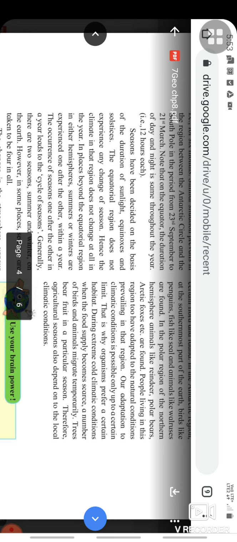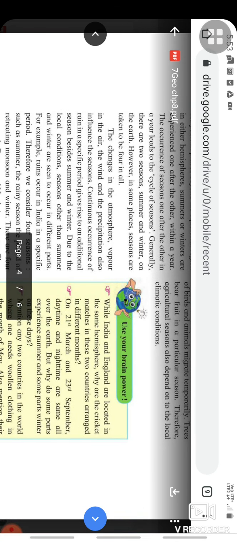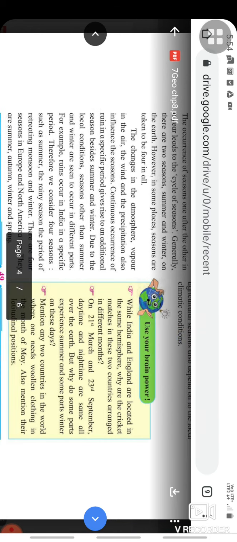People living in this region too have adapted to the natural conditions prevailing there, and our adaptation to climatic conditions is possible only up to a certain limit. That is why organisms prefer a certain habitat. During extreme cold climatic conditions, when the food supplies become scarce, a number of birds and animals migrate temporarily. Trees bear fruit in a particular season. Therefore, agricultural seasons also depend on the local climatic conditions.